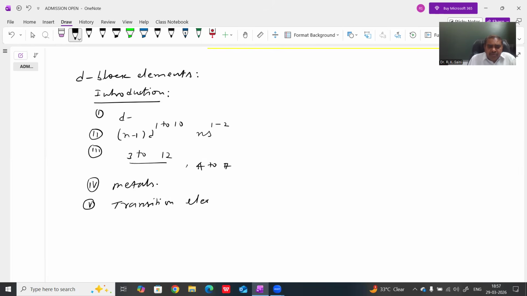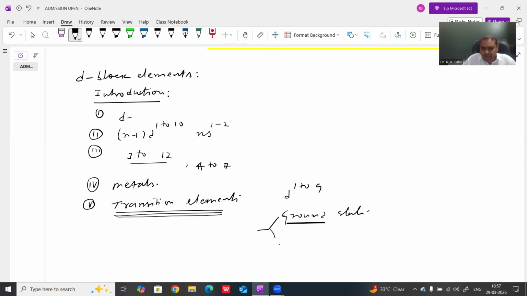However, true transition elements are those in which d orbitals are partially filled. D orbitals are partially filled in their ground state or in any one of their oxidation states. Ground state means their elemental electronic configuration, and any oxidation state means in any form of compound. For example, d block elements show variable oxidation states.